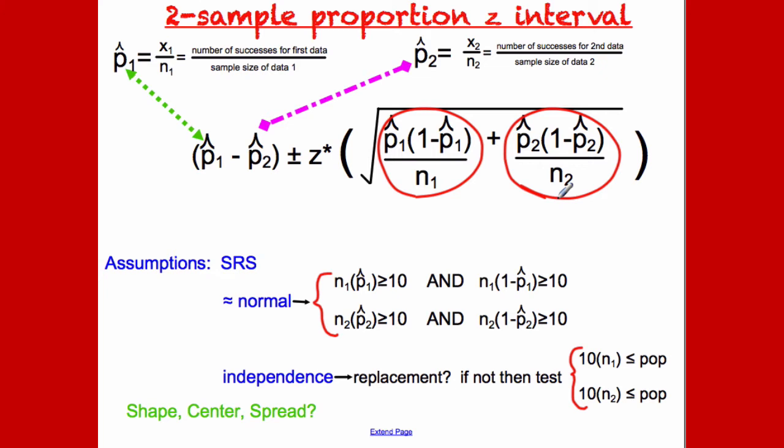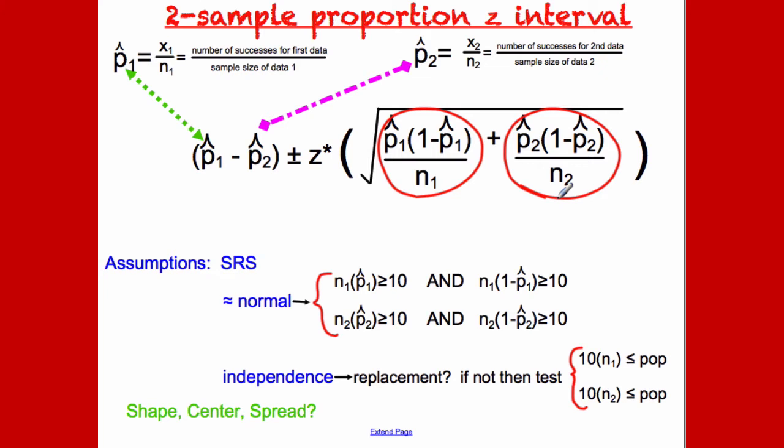Assumptions. Still, is it a simple random sample? Is it approximately normal? That hasn't changed. Look what has changed, though. Is n1 times p1 greater than or equal to 10, and is n2 times p2 greater than or equal to 10? I have to test both sets of data now. And n1 times 1 minus p1, and so on. I have to test both of those. So now you have 4 things to test for normality.